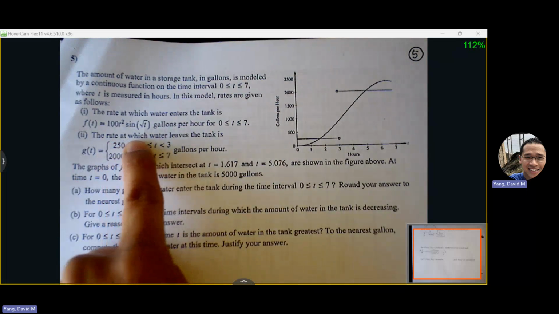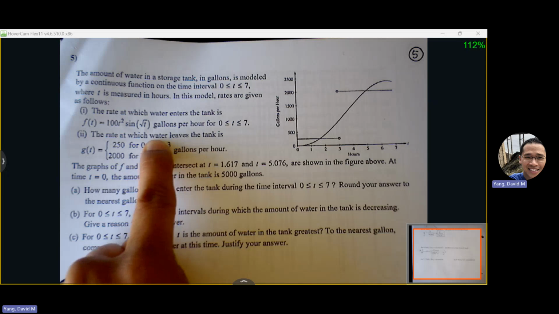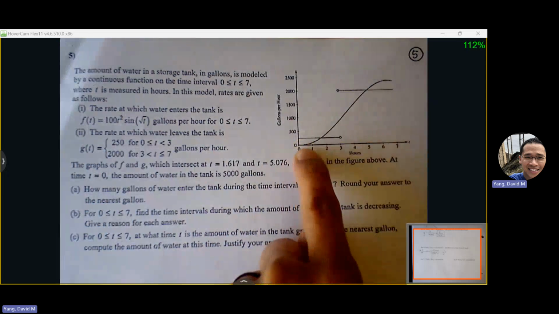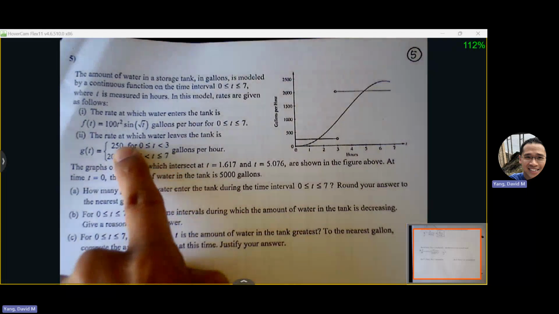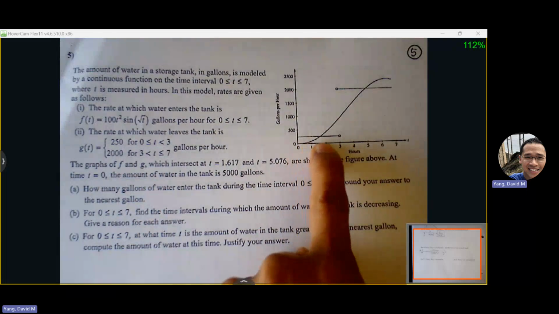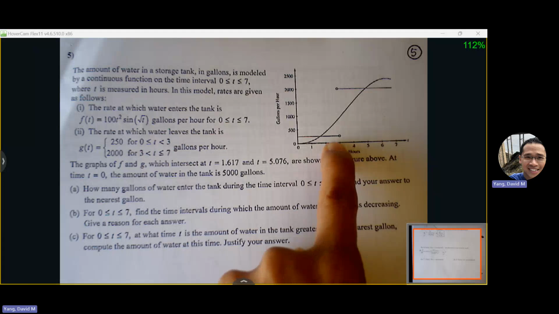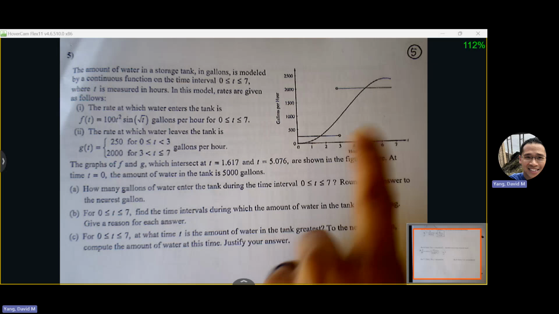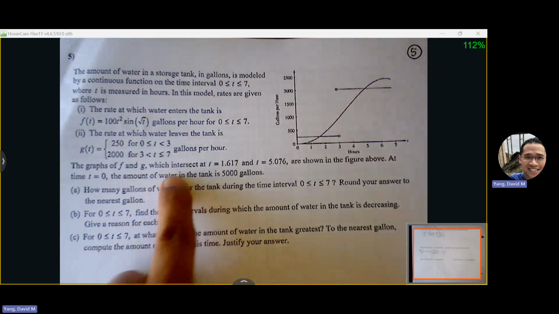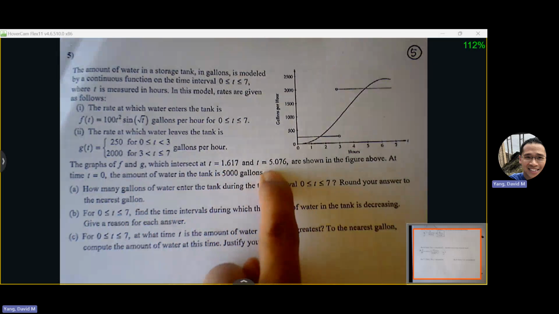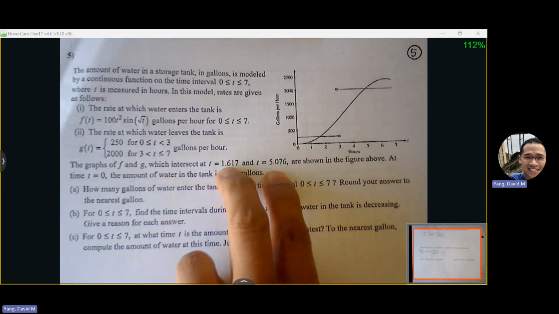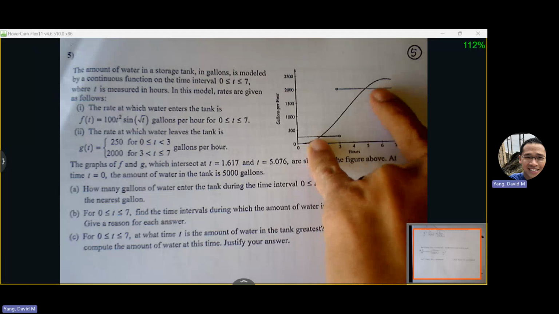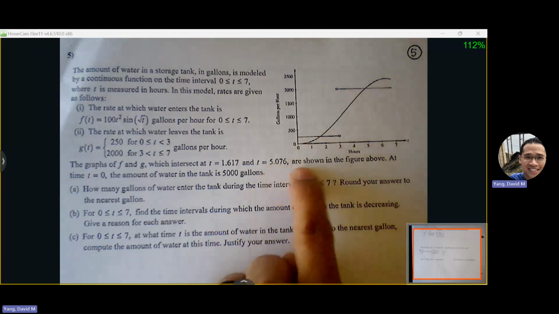Now, at the bottom of the tank, water is also leaving the container, but it's in a more constant state. It's 250 gallons per hour for the first 3 hours, and all of a sudden it's going to jump up to 2,000 gallons per hour from 3 to 7. And the graphs of F and G intersect at 1.617 and 5.076. That's nice that they give this to us. We don't have to find those intersections ourselves, even though we could, but they save us a little bit of time there.